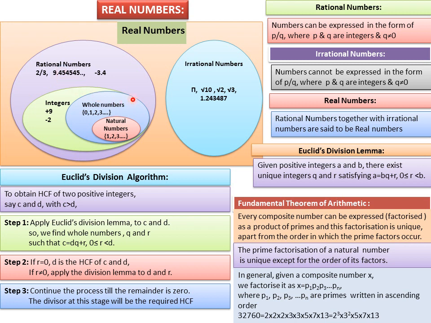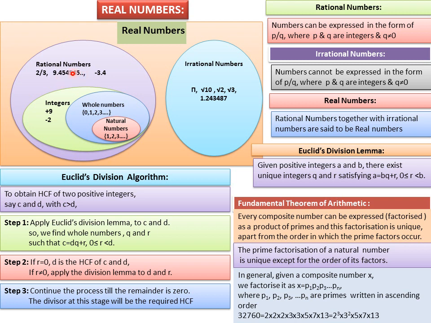To understand the basic difference between rational and irrational numbers, let us take this example. Here 9.4545 is written, and here we have another decimal expansion, 1.243487. Now you can observe the difference. Here it is non-terminating, we keep getting a remainder continuously, but the quotient repeats in a pattern, 4545, and keeps on repeating.